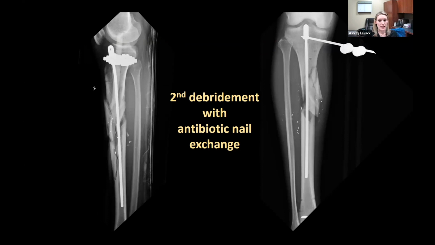Now I had culture data to ensure that I had the appropriate antibiotics in the antibiotic rod, and I did switch them from my first antibiotic rod. And then because he had a sinus tract, I did excise some skin and soft tissue along the anterior aspect of the tibia, which is sort of a tenuous area. And so I had the plastic surgeons come in and evaluate that wound for later coverage before definitive fixation.